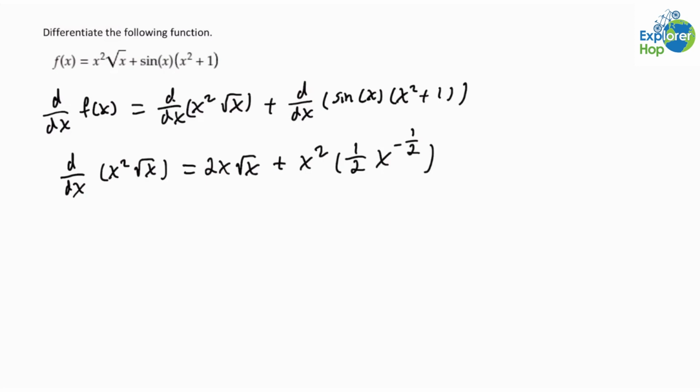And this is equal to 2x times root x plus x squared over 2 times root x.